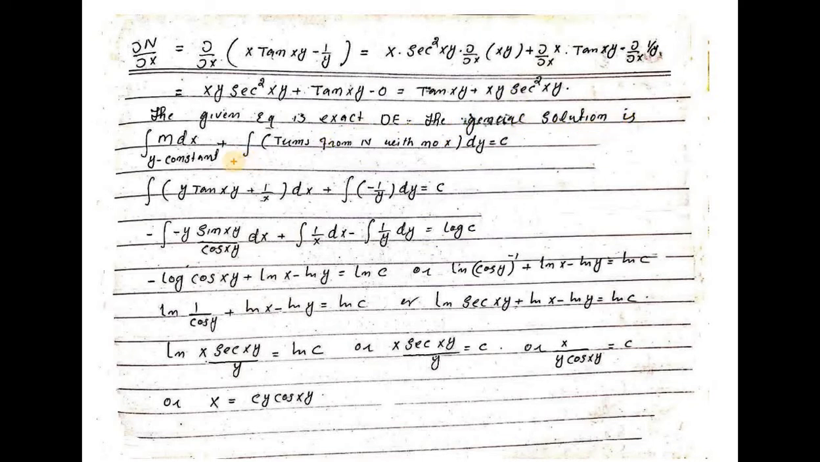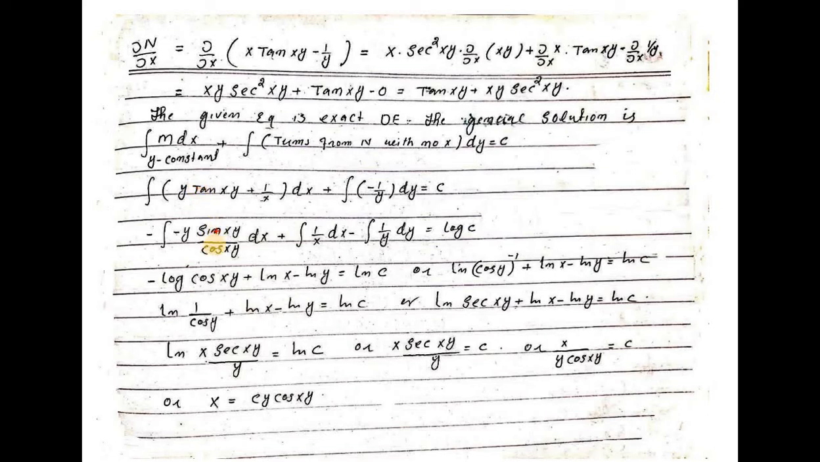The general solution is the integral of m dx, where y is constant, plus the integral of the terms of n with no x, dy, equal to c. Putting in the value of m, and now this is the value of n. We have to take that term which is free of x. This term has x, so we will omit it. This term is without x, so we will take this term and put it here.